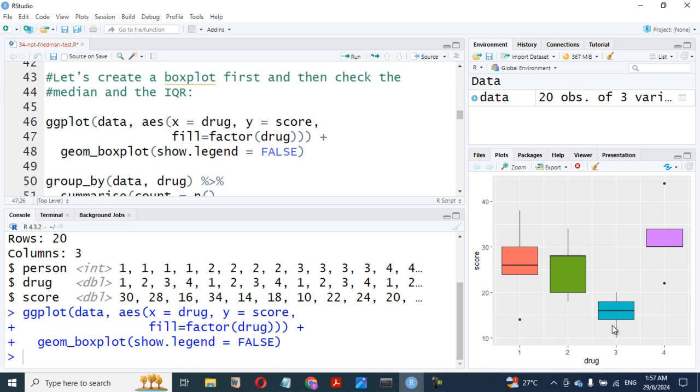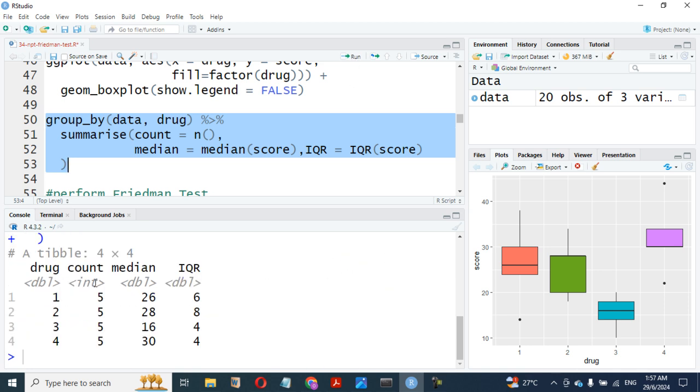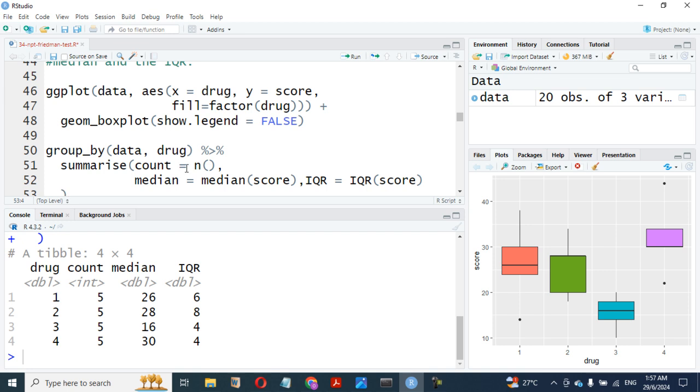But looking at this now, you can see that the median is not the same, right? It's not the same. So we can also view the summary of this. From here we have drug 1, 2, 3, 4, count each of them 5 times. We have the median. This median is not the same: 26, 28, 30, 30, and our IQR is only the same for this and this. The other ones are different for the median. So this is just a summary of our data set.